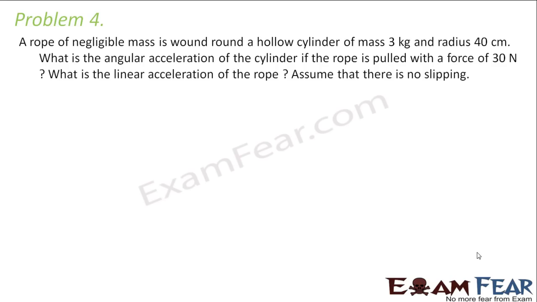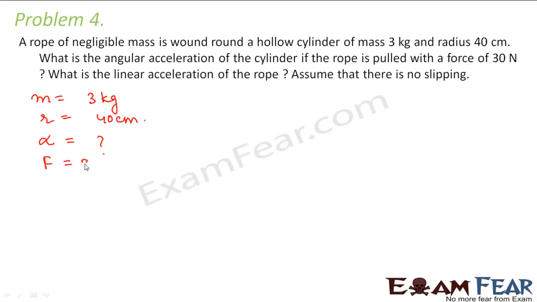It says that a rope of negligible mass is wound round a hollow cylinder of mass 3 kg and radius 40 centimeters. What is the angular acceleration of the cylinder if the rope is pulled with a force of 30 newtons? Force is given as 30 newtons and we have to calculate the angular acceleration. We also have to calculate the linear acceleration of the rope. Assume that there is no slipping.